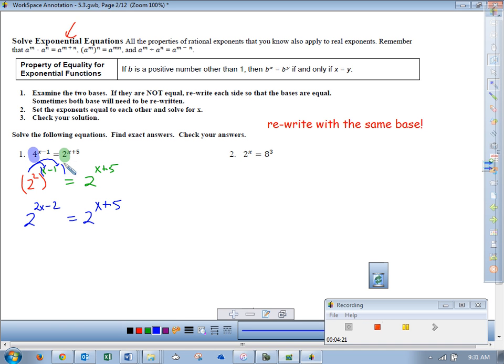Rock and roll. Now that they're the same base, then if this is 2 to some power and it's got to equal 2 to some other power, then the rule is the bases can just drop, and you're left with 2x minus 2 equals x plus 5. The exponents have to be equal to each other, and you solve for x. So subtract 1x over.